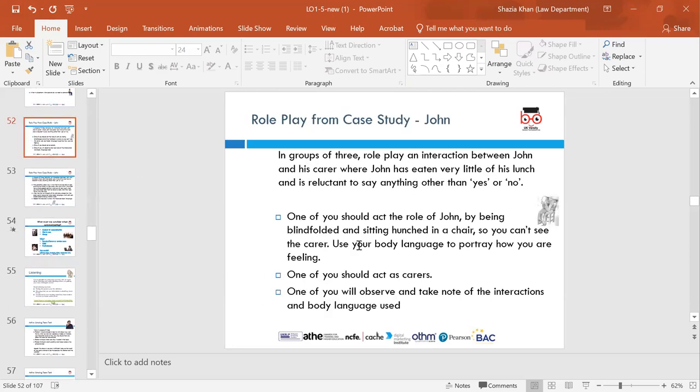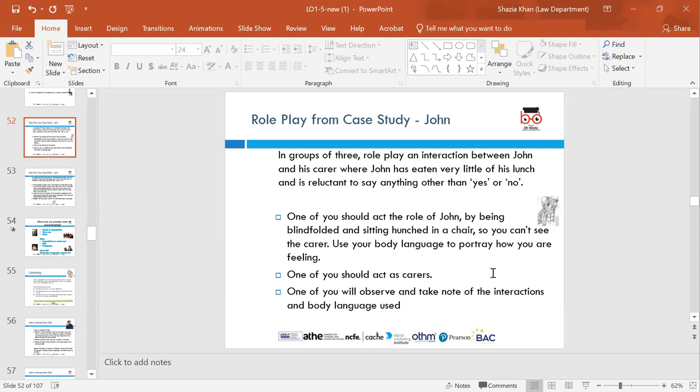We also need a role play from the case study, which is John. So in groups of 3, role play an interaction between John and his carer, where John has eaten very little of his lunch and is reluctant to say anything other than yes or no. One of you should act as John by being blindfolded and sitting hunched in a chair so you can't see the carer. Use your body language to portray how you are feeling. So, make expressions. One of you should act as the carer, and one of you will observe and take note of the interactions and body language used.